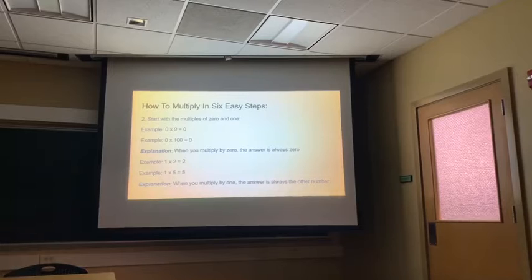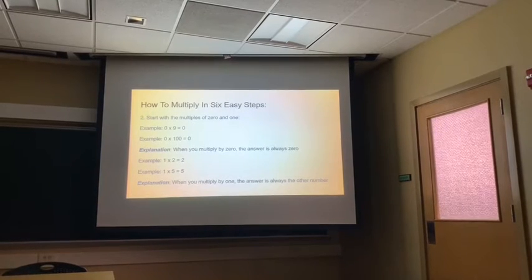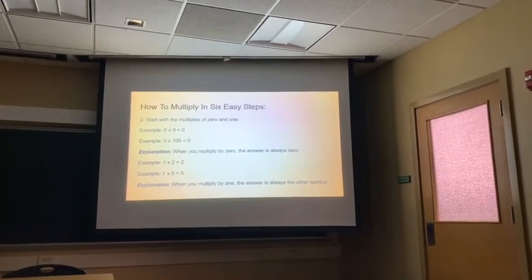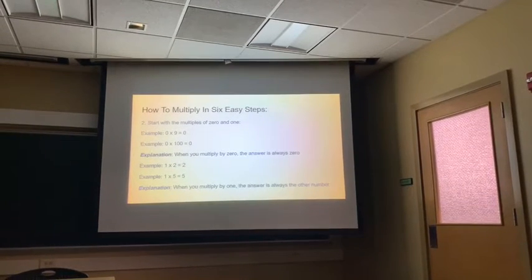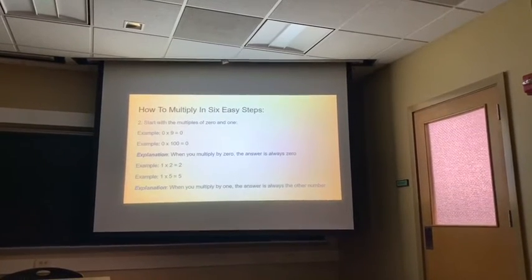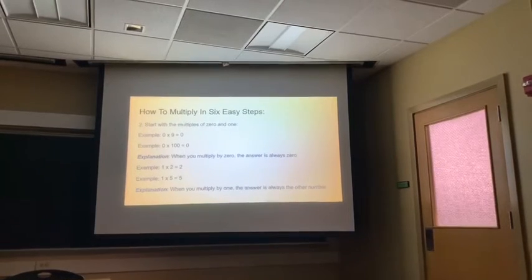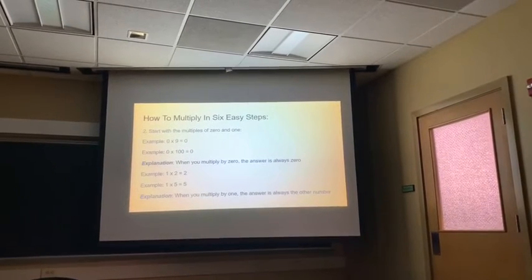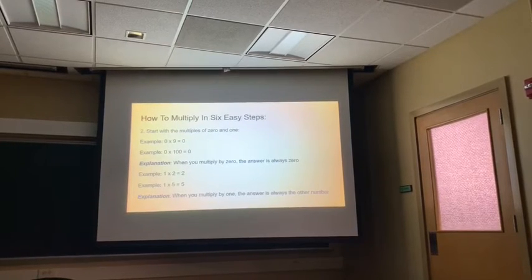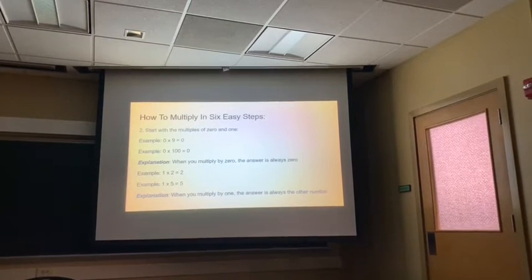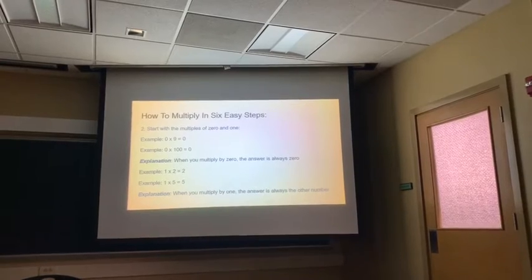And then for the multiples of 1, no matter what number you multiply by 1, your answer will always be the other number that isn't 1. As my examples show, 1 times 2 equals 2, and 1 times 5 equals 5, which shows you that your answer will always be a number other than 1.